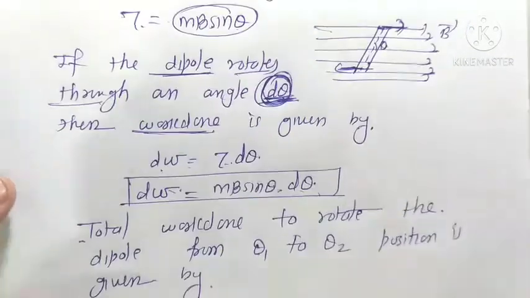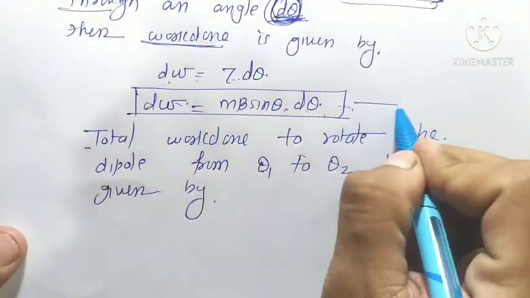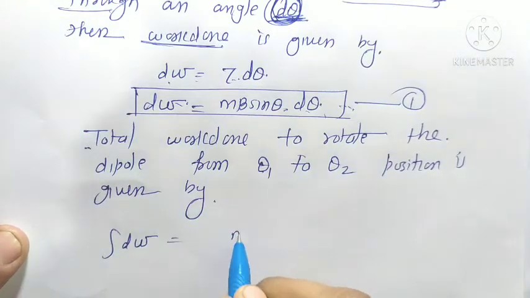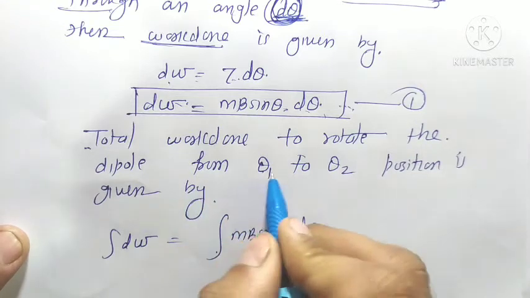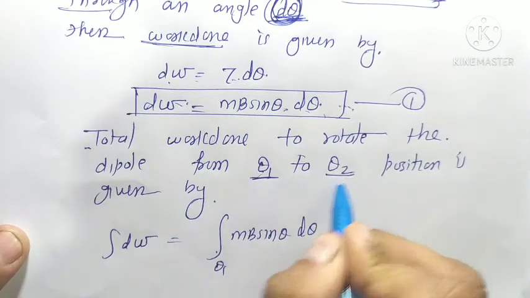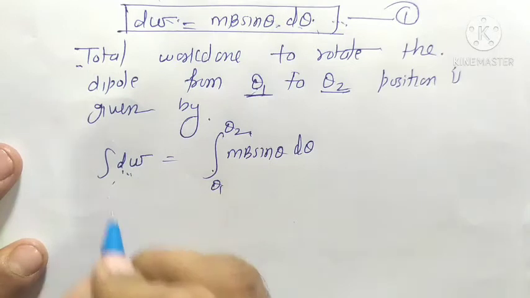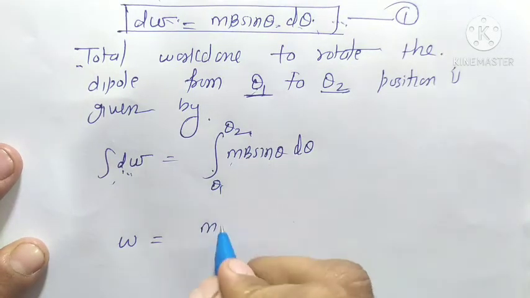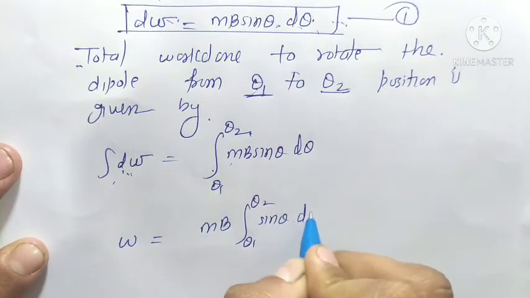Okay, then we will get the total work done. We take equation number 1 and integrate it, with mB sin theta d theta, the lower limit theta 1 and the upper limit theta 2. So we get the total work done, W, where m is a constant and B is a constant: the integral from theta 1 to theta 2 of sin theta d theta.